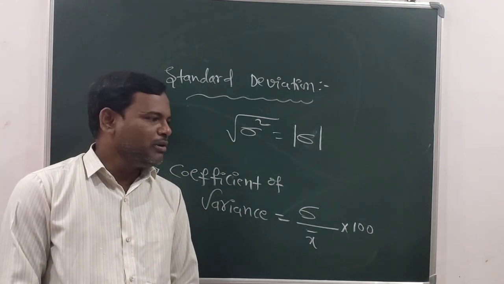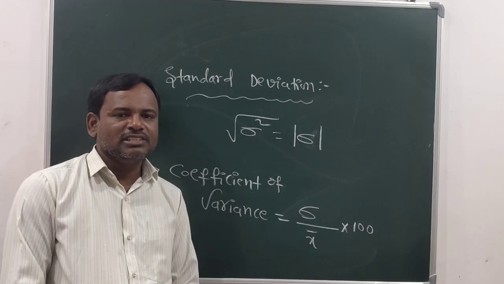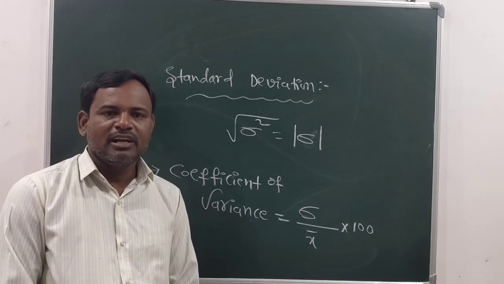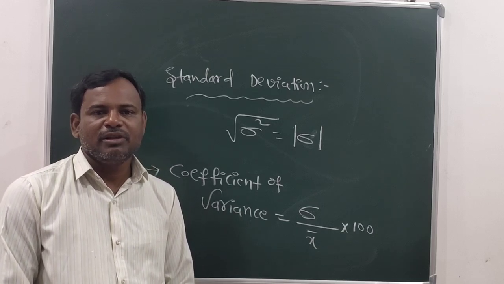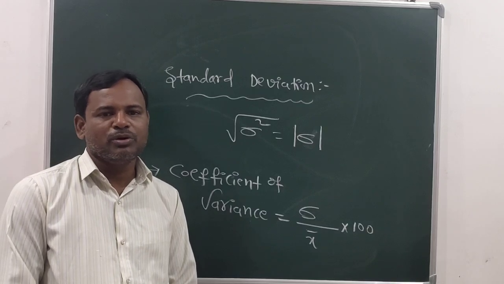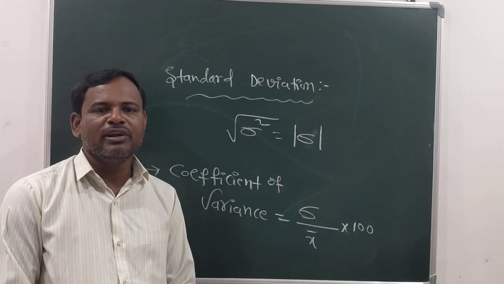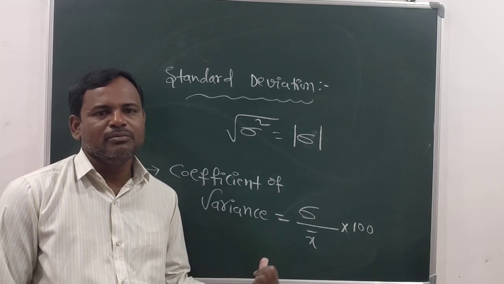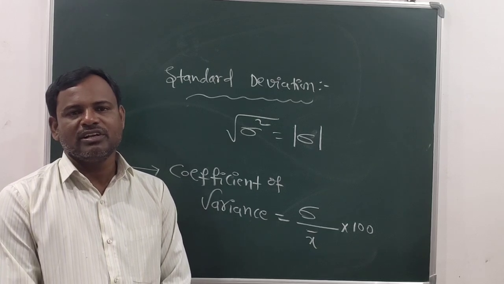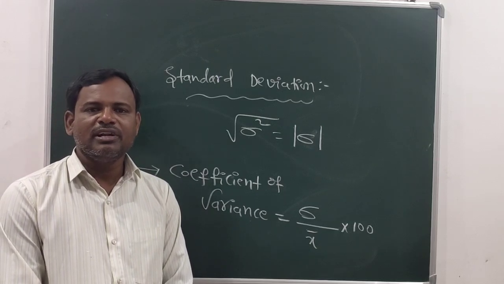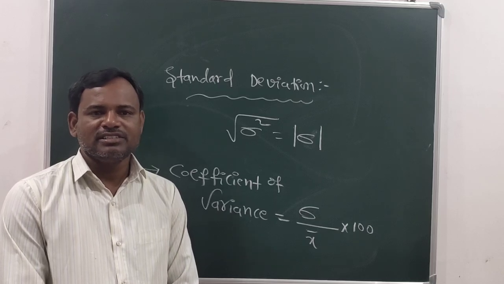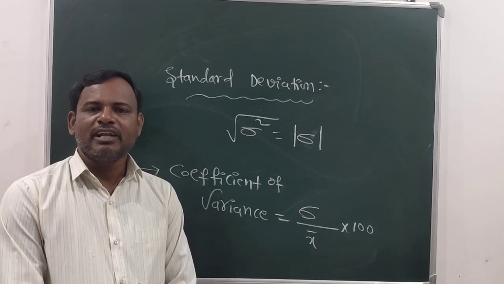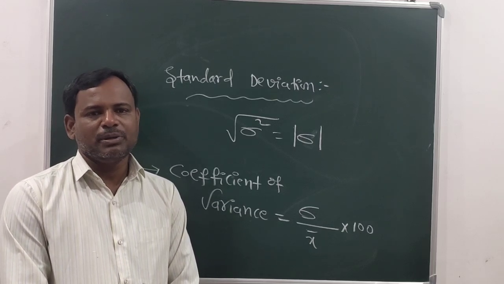So I hope you have understood this statistics concept: how to measure range and mean deviation from their mean and median for grouped and ungrouped data, and also how to find variance of grouped and ungrouped data, and we learnt the meaning of standard deviation and coefficient of variance. So this is the complete concept of 12th standard statistics. I hope you have understood this class and it helps you in your exam preparation.